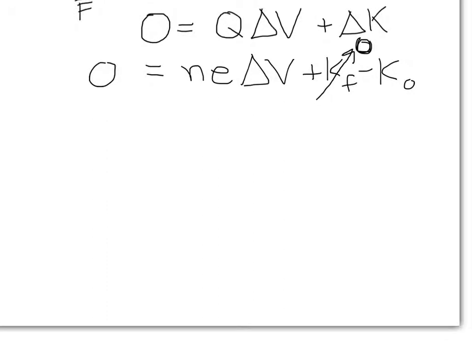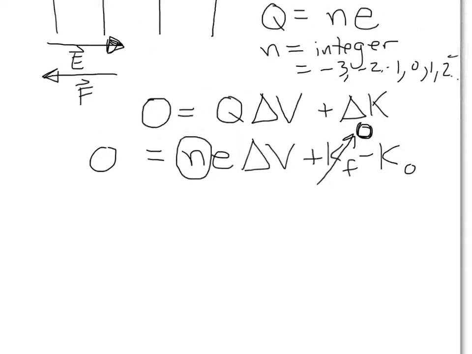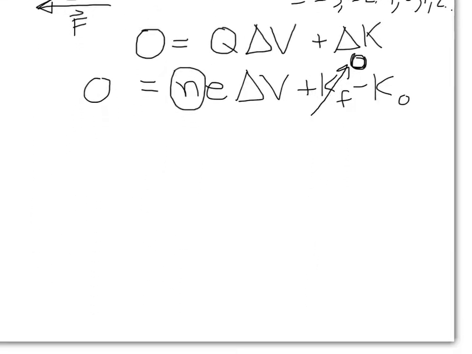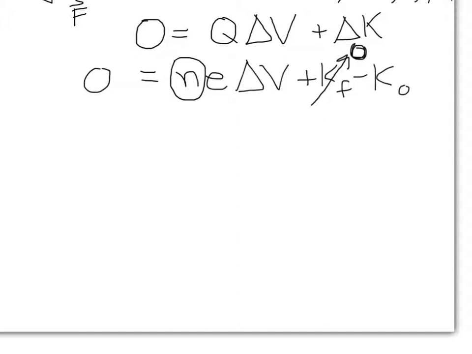What we want to solve for now, let's think about what we know. We know E, we know delta V, and we know this. The only thing we don't know here is N. Is that the target variable? Well, if you think about it, it's asking which proteins get through and which pass through, right? Which charge states get rejected and which get accepted. So that is what we want to find out. We want to find out the critical N that will stop, and then N larger or greater than that will either get through or not, depending on its sign. That will become clear as we solve. So let's solve now for N.